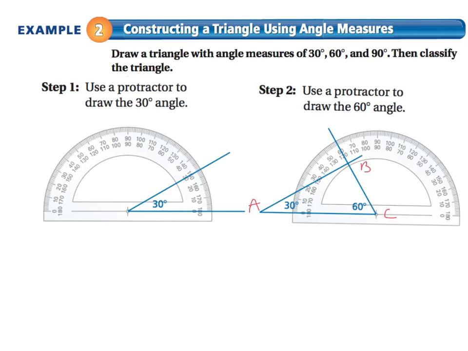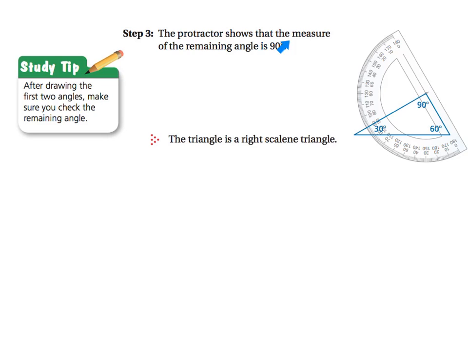But step 3, do not forget step 3. Use the protractor. We line it up here. Use the protractor to make sure that last angle is 90 degrees. Because if it isn't, you didn't do it correctly. So once again, here's your study tip. After drawing the first 2 angles, make sure you check the remaining angle. Now, what do we have? Well, we have a right angle, and all 3 angles are different sizes, so that means it's scalene. So we have a right scalene triangle.